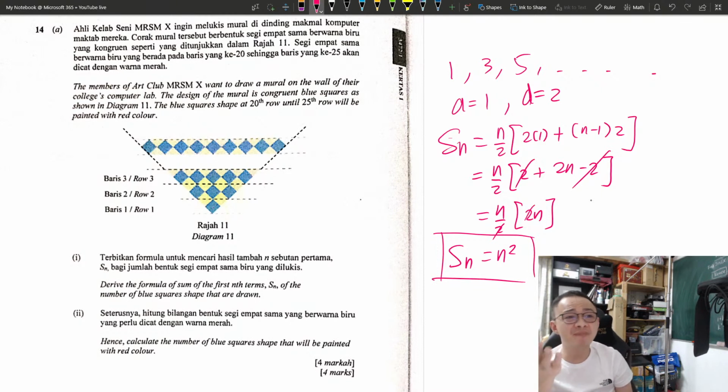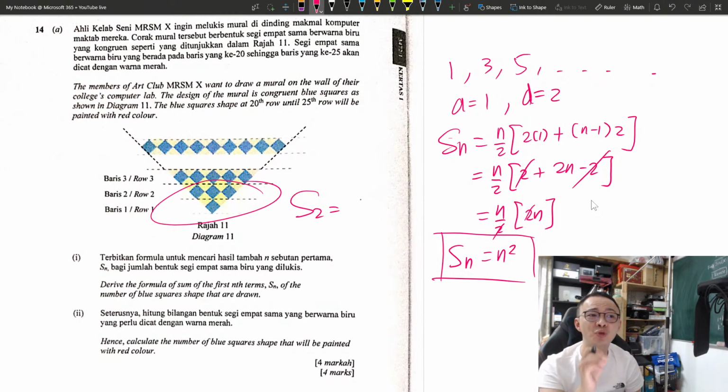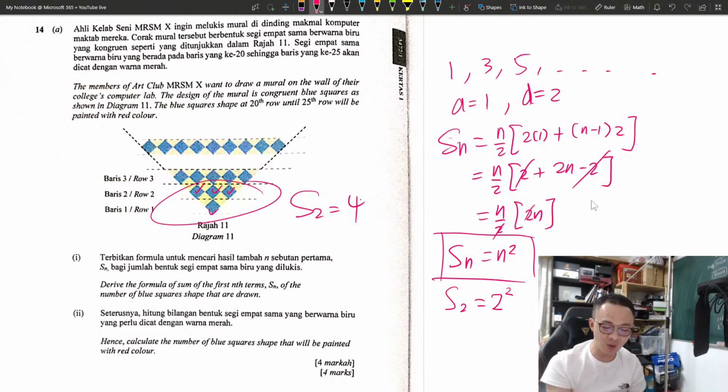But what does n squared mean? This is a very good question. Let's say I want to sum the first 2 rows, so n is 2. Then n squared basically represents how many blue squares I have. I count 1, 2, 3, 4. It's 4, isn't it, from my observation. Using this equation, S2 means I substitute 2 into here. 2 squared, I get 4. So the 4 here means the number of blue squares.